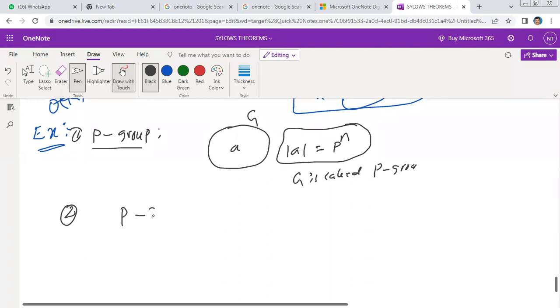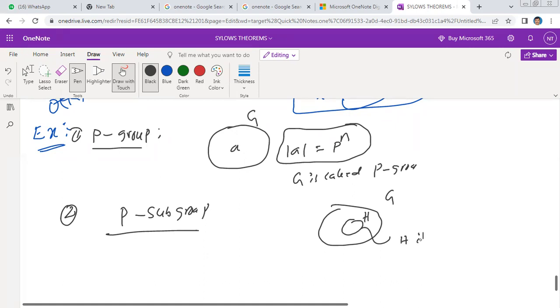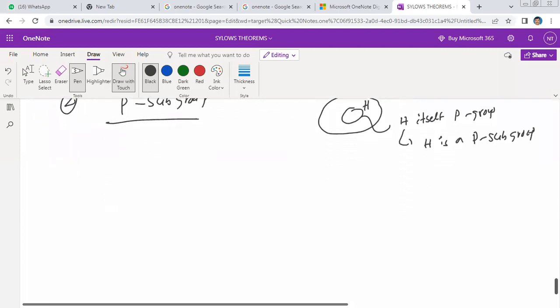P subgroup. Suppose my group is G, and H is a subgroup of the group G. If H itself is a P group, then H is called a P subgroup. H itself is a P group, so H is a P subgroup. Yesterday I gave some examples also. I'm giving just an idea for this.